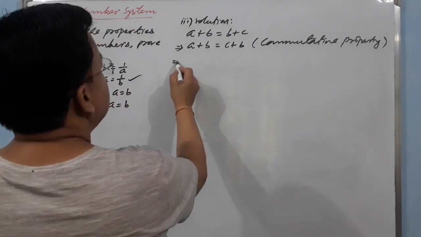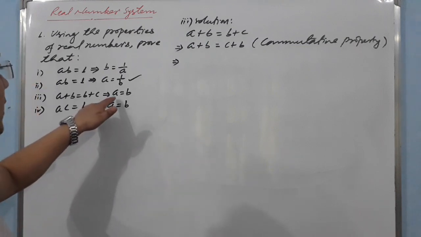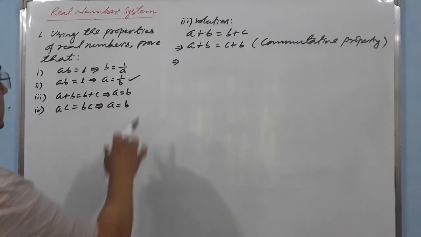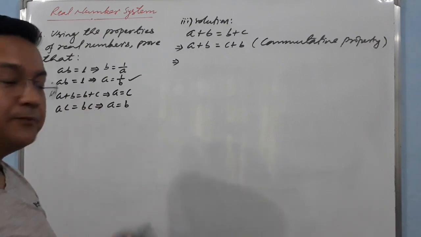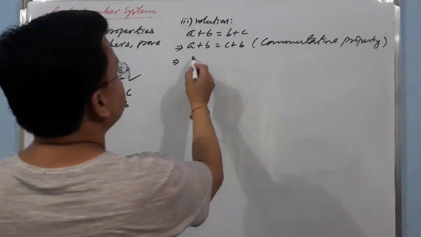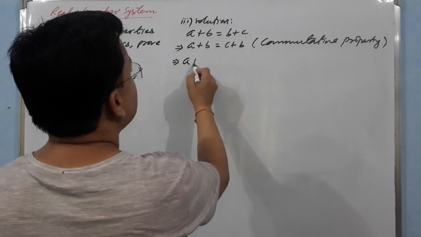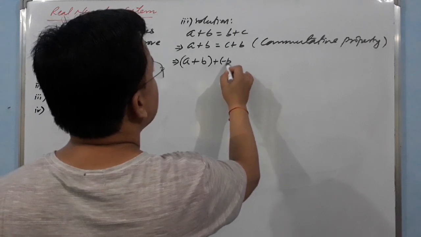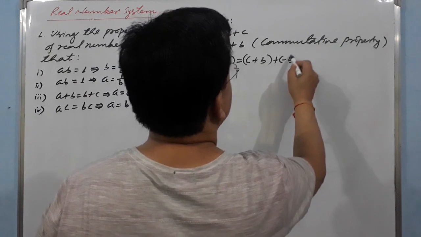And next, how to remove B? The question is how to remove B, because here we have A plus B is equal to B plus C, and we want to remove B and get A is equal to C. How do we get it? So we have to remove B. See everybody, here we need to write down B and plus negative B, is equal to C plus B and plus negative B.